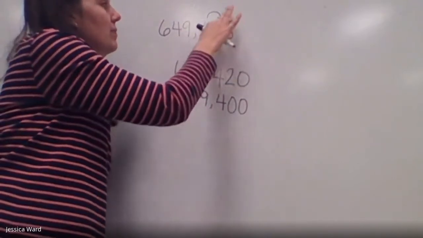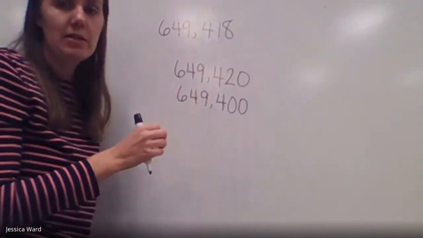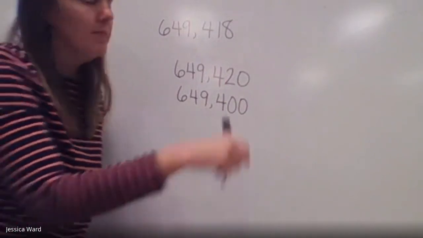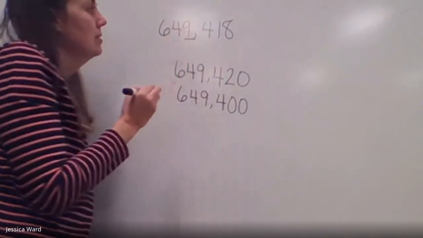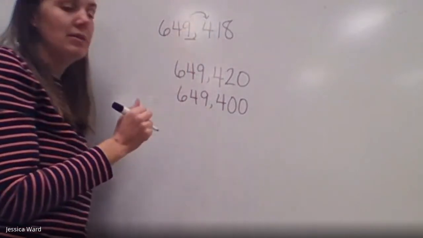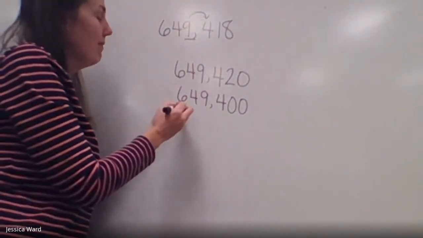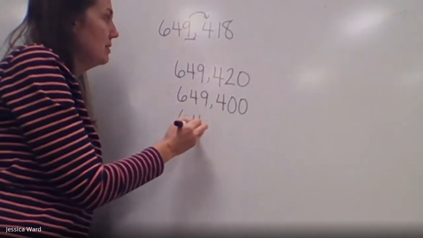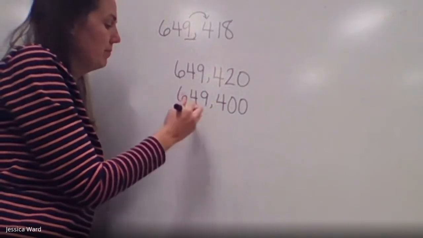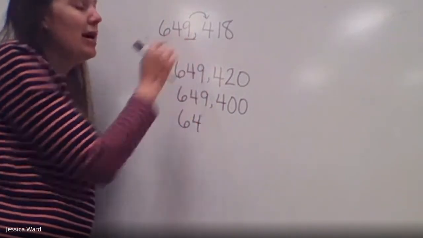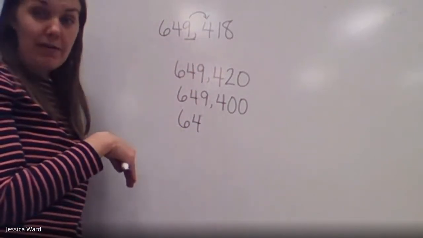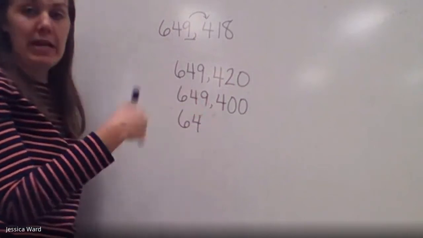All right. The next one, I have a sneaking suspicion they're going to have us round to the nearest 1,000. Yep. So now we have a 9 in the thousands place. I'm going to look to the 4 in the hundreds place. 4 is less than 5. My first numbers stay the same. 64,000. Now my 9 is the one that's going to change. So 4 is less than 5. So I'm going to round down.